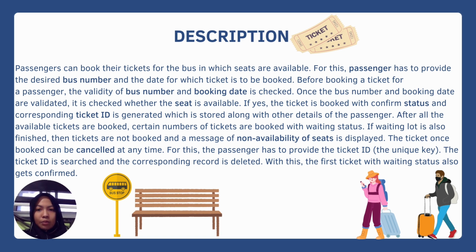The ticket once booked can be cancelled at any time. For this, the passenger has to provide the ticket ID, which is the unique key, and its search and the corresponding record is deleted. With this, the first ticket with waiting status also gets confirmed. So our project is just like the case study for booking flight. The bus number and booking date are checked by the ticket keeper.